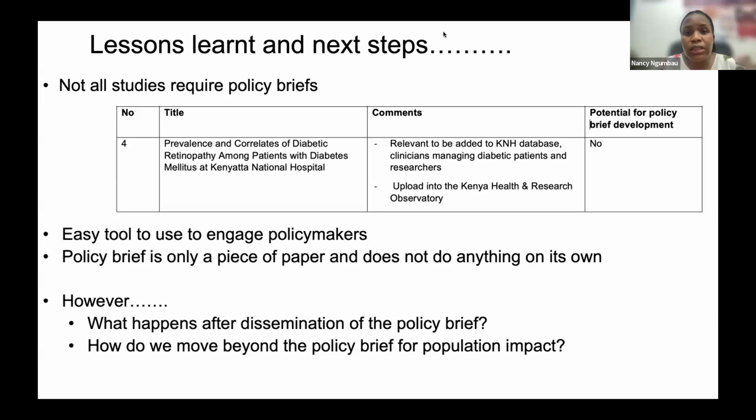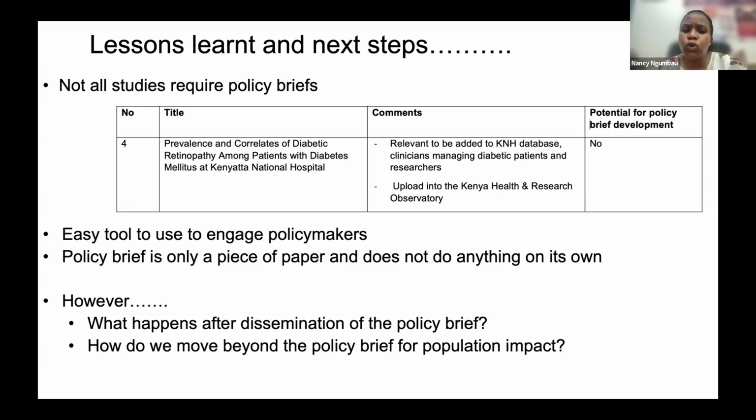Okay, so I'll go on now to the lessons that we have learned. And I think I mentioned one of them in terms of not all studies require policy briefs. And sometimes that's the case. Maybe it forms part of the scientific data that will be developed into something bigger, and maybe just needs to be in a database and submitted to a journal and can be developed further. But not everything we produce requires policy briefs. And we actually get this feedback from the policymakers themselves, depending on their agenda at that time.